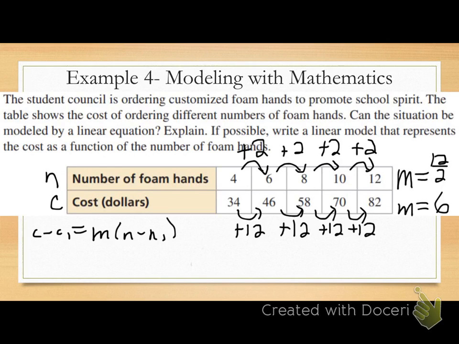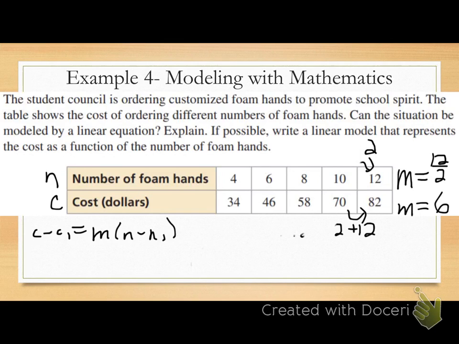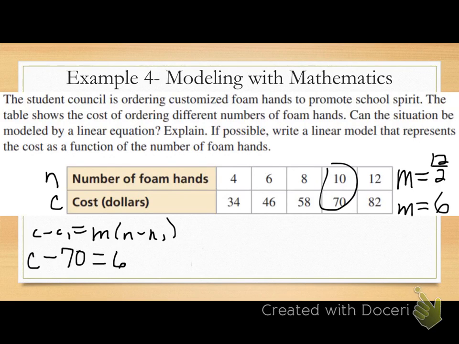Okay. It gives us 5 ordered pairs here. Which ordered pair do you guys want to use for point slope form? 10 and 70. Okay, let's use that one. Not a bad choice. So C minus what? 70, because that's my C value, right? Equals, what's my slope? 6. 6 times N minus what? 10, because that's the N value I'm using. Everyone see how I did that?